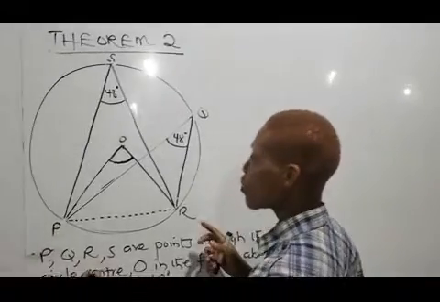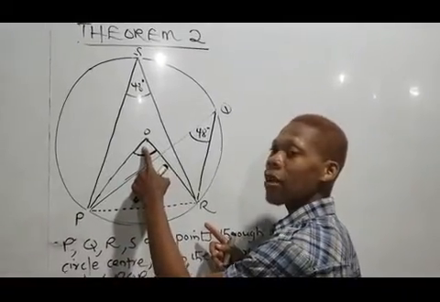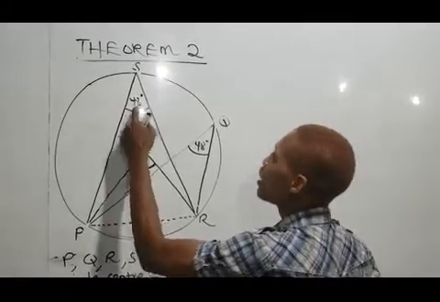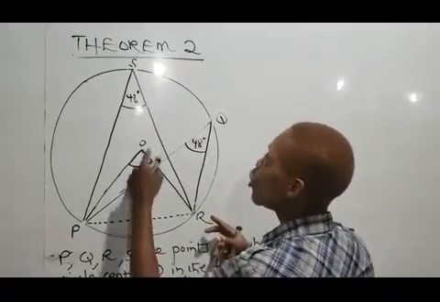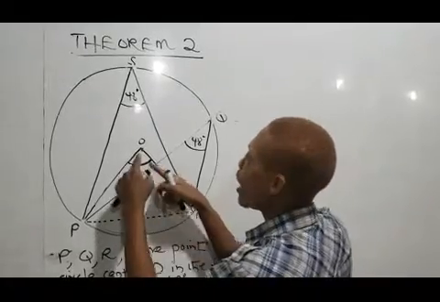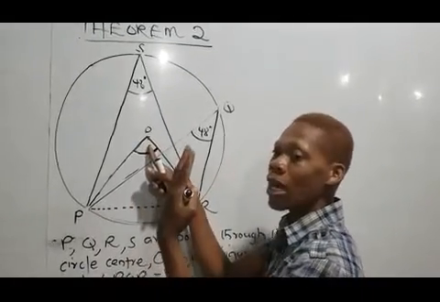Now, this one is the angle at the center. Now, I have 2 angles at the circumference. I have this and I have that. So I can use any of these 2 angles to find the angle at the center. Remember that the angle at the center is twice the one at the circumference.